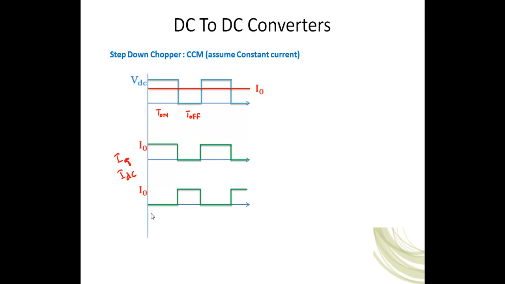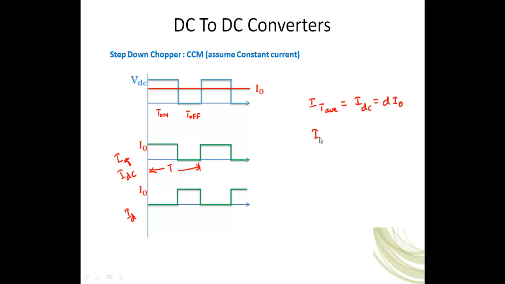Next one is diode current. Diode will be in conduction when the thyristor is in off state. During that time, whatever the load current is, that is maintained by the diode. So this is the diode waveform for the constant load current. If you take the average value of thyristor current, that is nothing but IDC also, because both are the same. That's area under the curve divided by time period: area I naught into T on divided by total time period T. Then again you will get D times I naught.